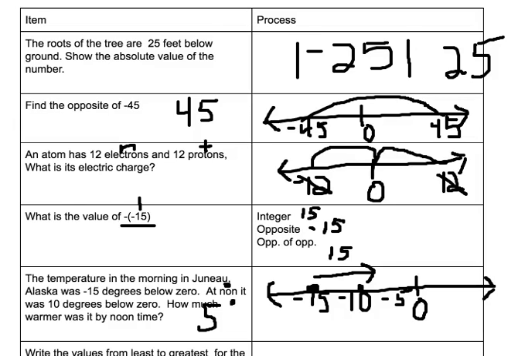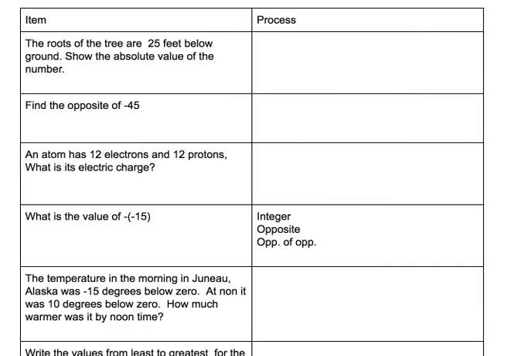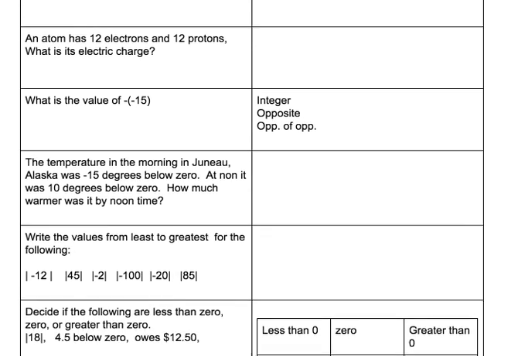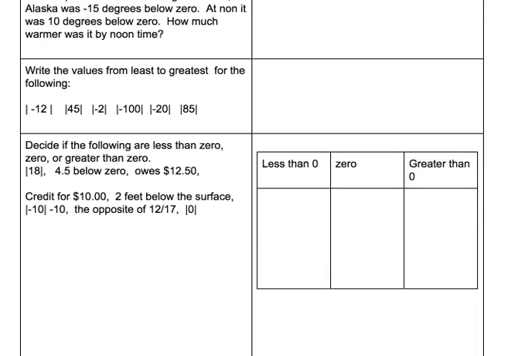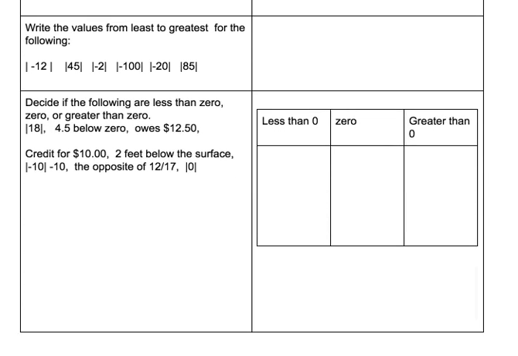So I'm going to clear what I have here, and I'm going to move down to the next set. And this next item says to write the values from least to greatest for the following. Well, the first thing I'm noticing is each of these items says the absolute value. So the absolute value of negative 12, the absolute value of 45.